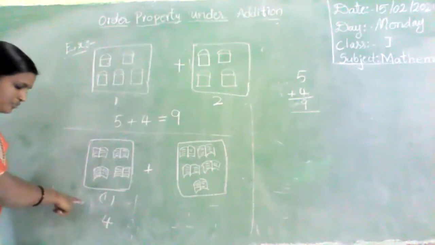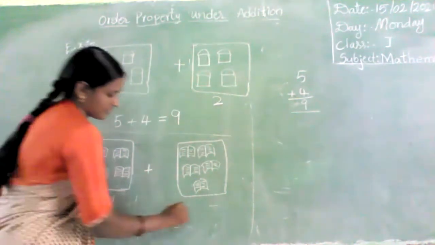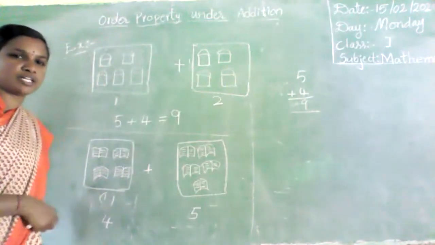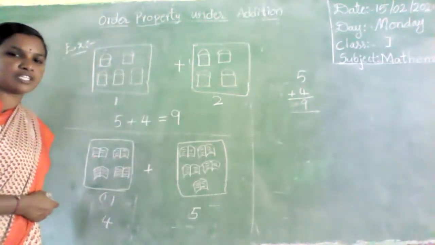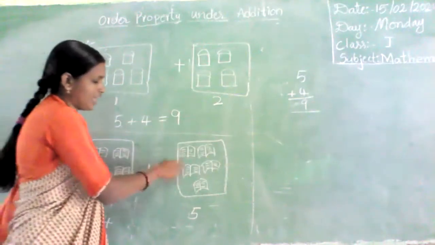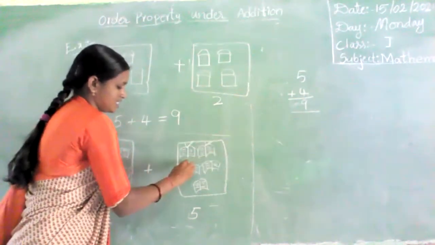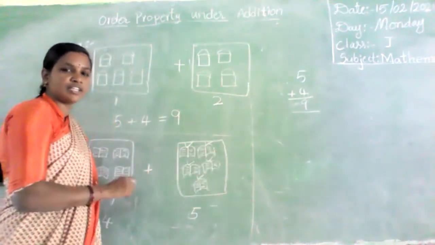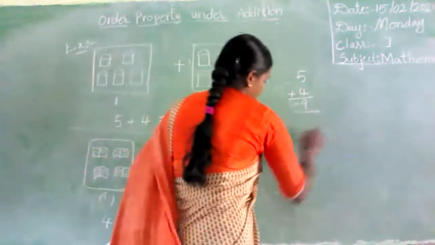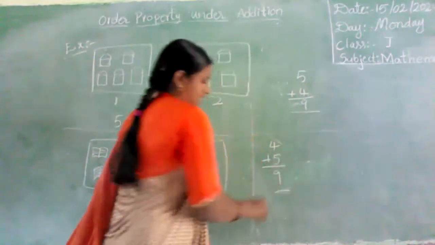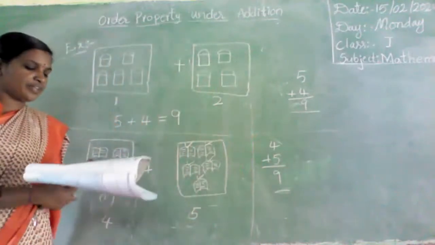See, 4 books are there. Next, 5 books are there. So total how many books are there in both boxes? 1, 2, 3, 4, 5, 6, 7, 8, 9. So total how many books are there? 4 plus 5 is equal to 9.